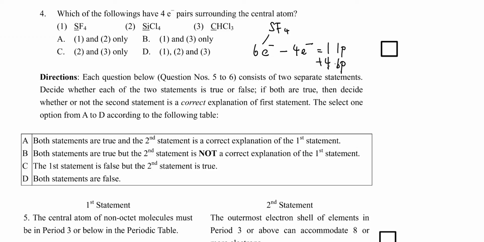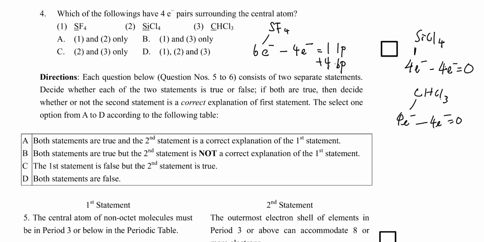For SiCl4, originally Si has 4 electrons, minus 4 electrons in the covalent bonding. It has no lone pair. For CHCl3, again, it originally has 4 electrons, and then uses 4 electrons in bonding, so we have no lone pair. That's why only SF4 has 5 electron pairs surrounding it.